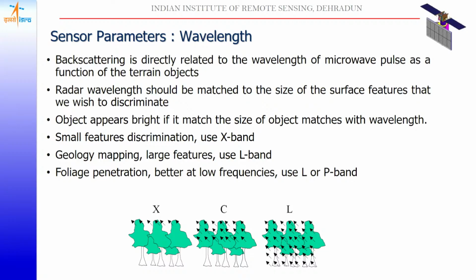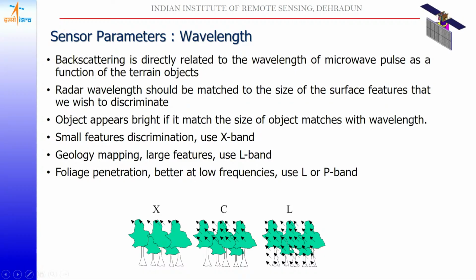For small feature discrimination, normally we will use the X band, and as we go to the higher bands like L band, the penetration capability increases. In this figure you can see the effect of the penetration on different features. With X band, the backscatter signal is scattered from the top of the canopy. In the C band it is backscattered from the middle of the canopy, but in the L band it is penetrating through the forest canopy.